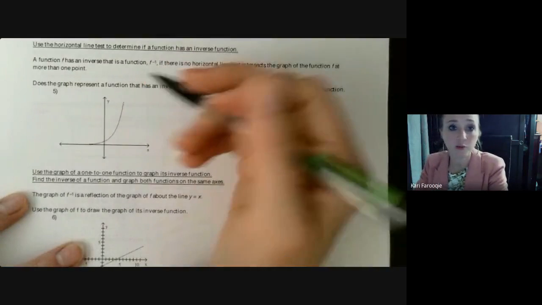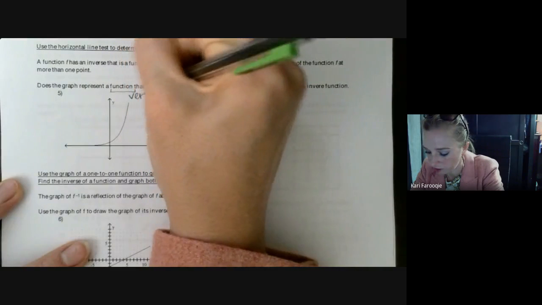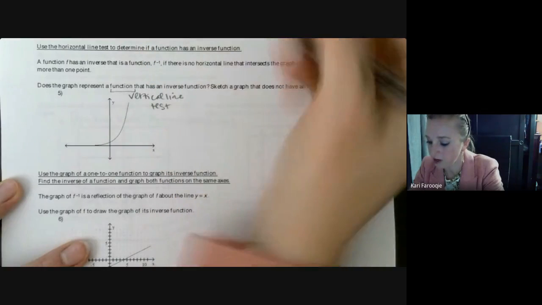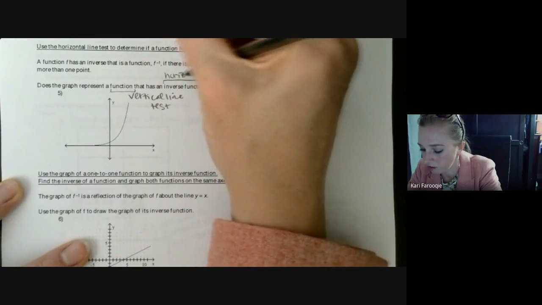Now, in order to be a function, we have to pass the vertical line test. So does the graph represent a function? That would be the vertical line test. Does it have an inverse function? That would be your horizontal line test.